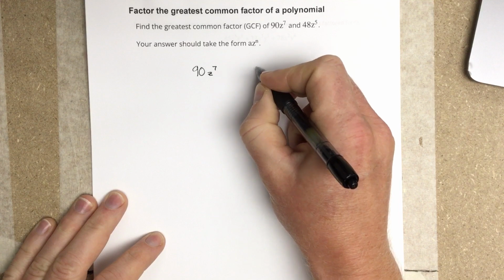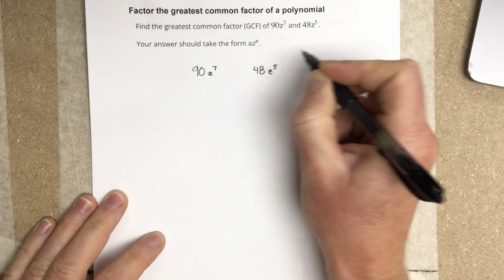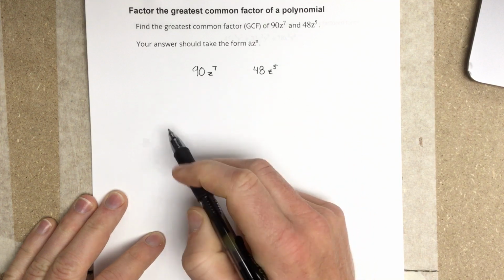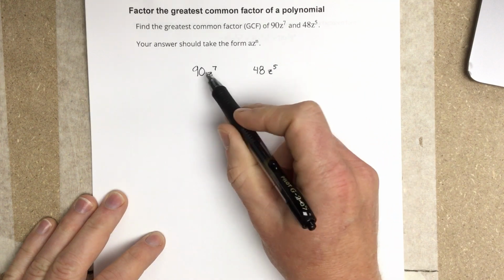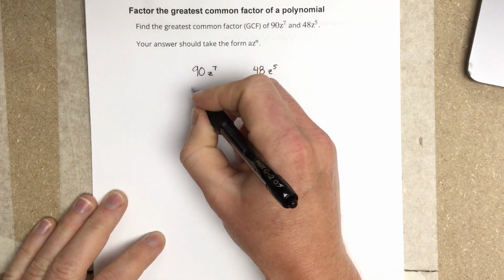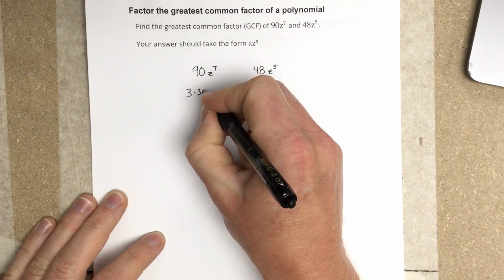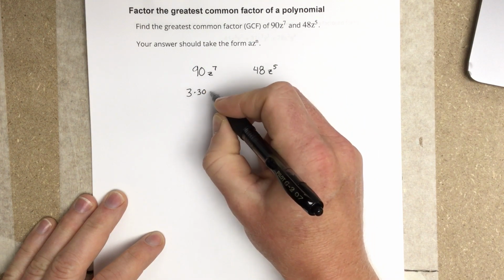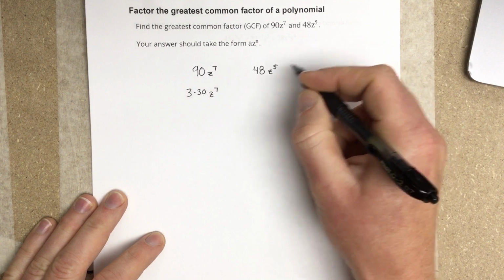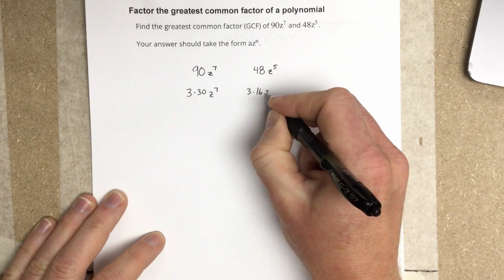expressions out here. And what I want to do is start to factor a number out of each term that's the exact same. So for me, I can see that both of these are divisible by 3. So I'm going to take out a 3, and I'm going to write this as 3 times 30, right? 3 times 30 is still 90, z to the 7th. I'm going to do the same thing here, so that's 3 times 16, z to the 5th.